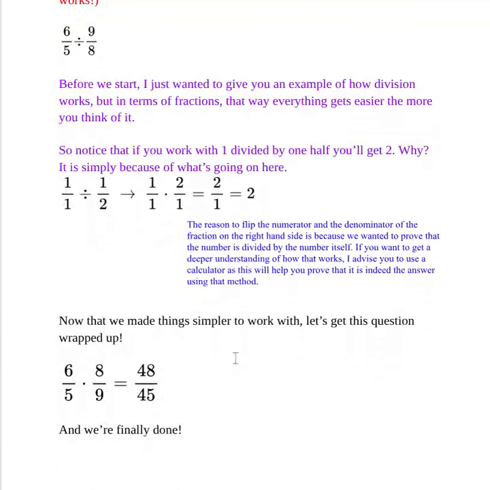Now let's get back to the example over here. So 6/5 divided by 9/8. Again, we flip over the second fraction first, and right after that we turn this into a multiplication sign like this. So now we get 6 times 8 over 5 times 9, which is 48 over 45.